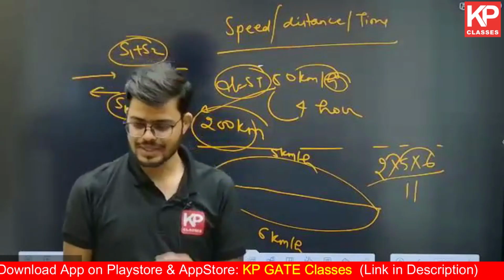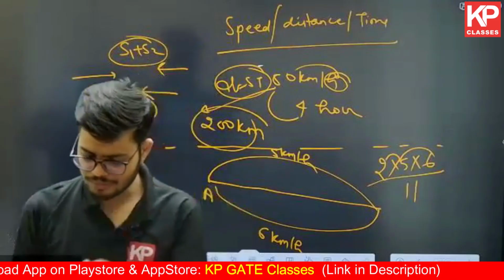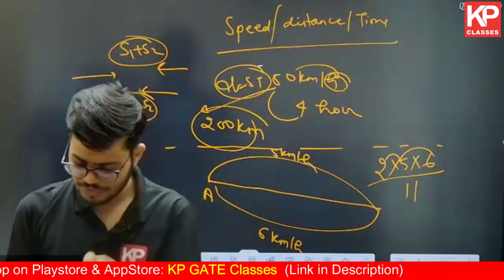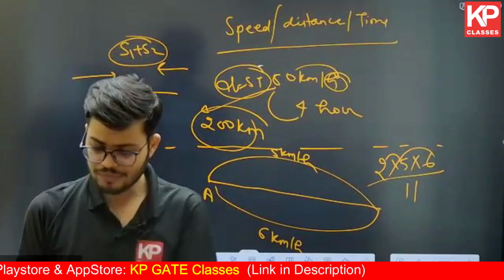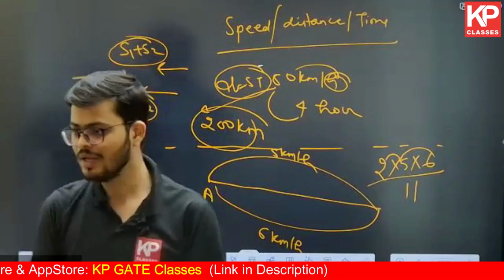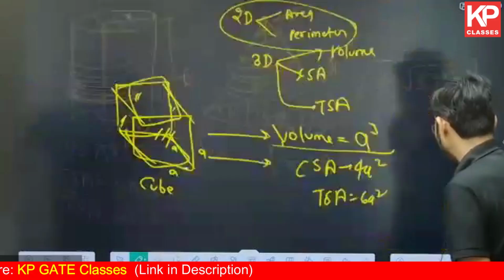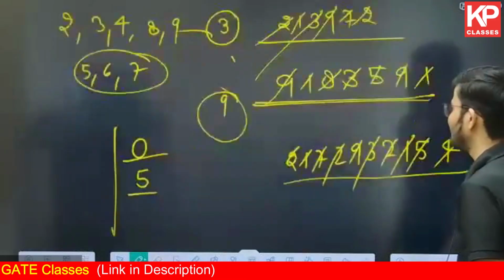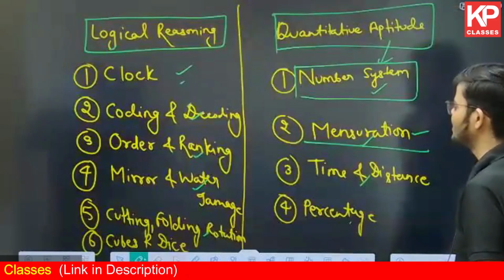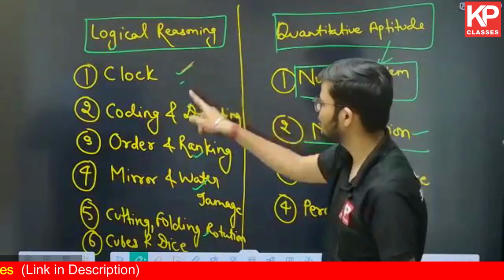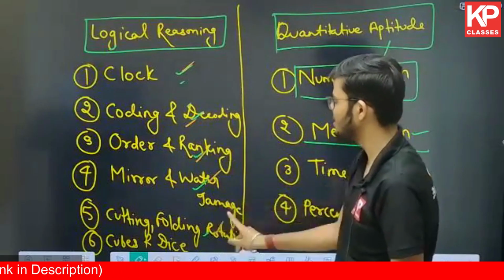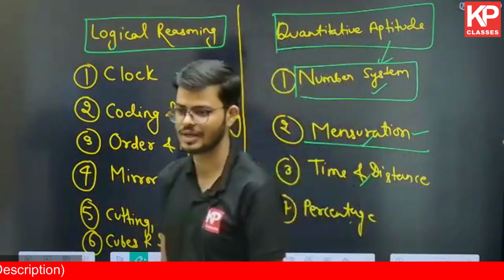Right? So this is from my side on the QA, where we have done the number system, mensuration, the application of percentage, and questions on speed, distance, and time. In the upcoming class, it was planned that we cover all these things in one class, but that was not possible because there are so many topics in logical reasoning also. So we'll be dealing with the clock, coding-decoding, order ranking, mirror and water image, cutting, folding, rotation, cubes and dice in the upcoming classes.